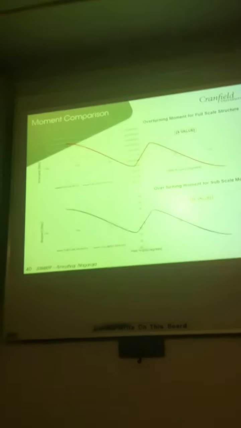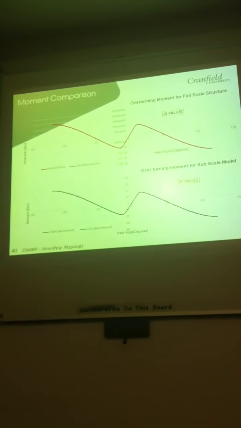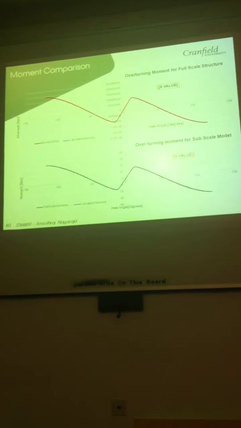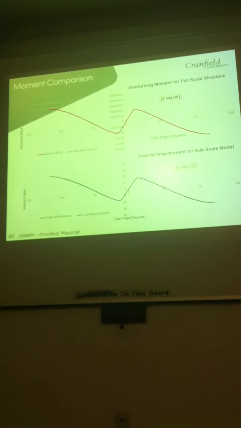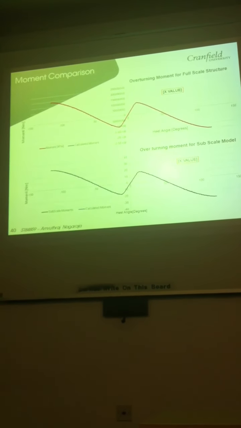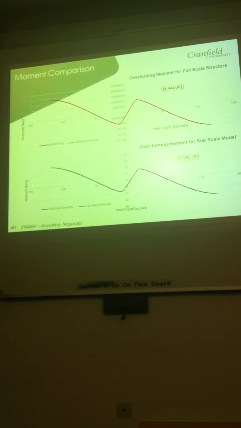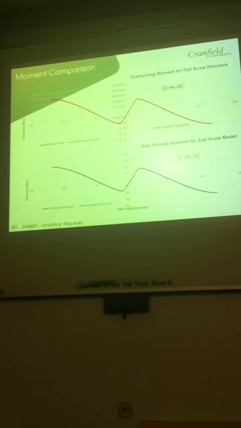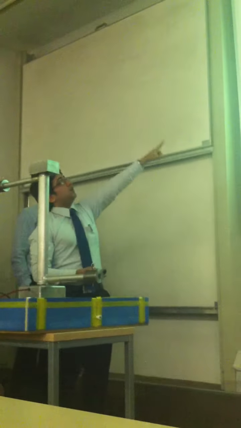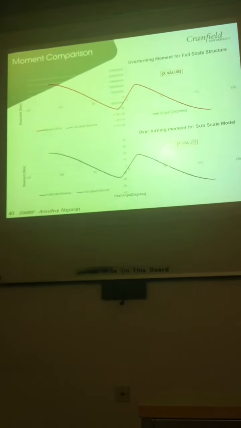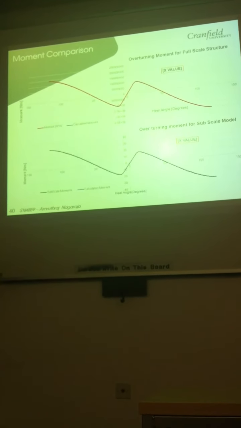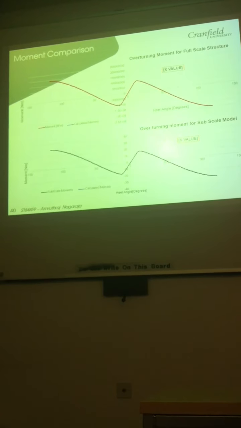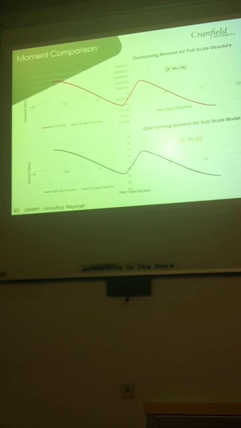This is a comparison which shows the maximum angle at the overturning moment that was calculated for the full scale structure. The maximum angle goes up to 9.026 degrees, and for the subscale edition, it is 9.085. Those exact values are not shown here.